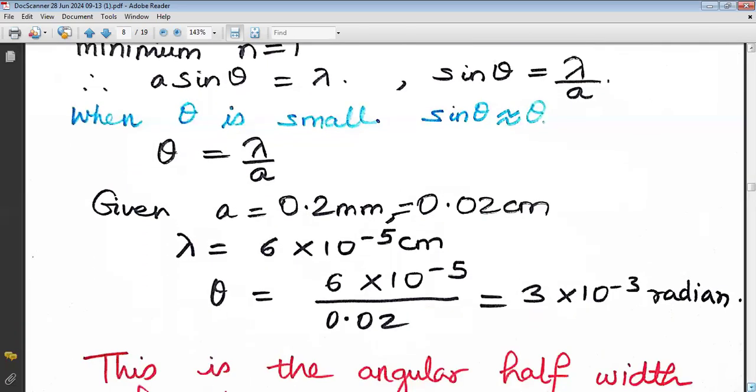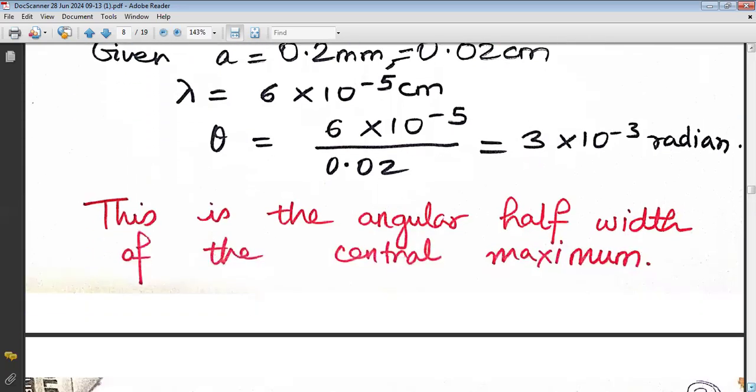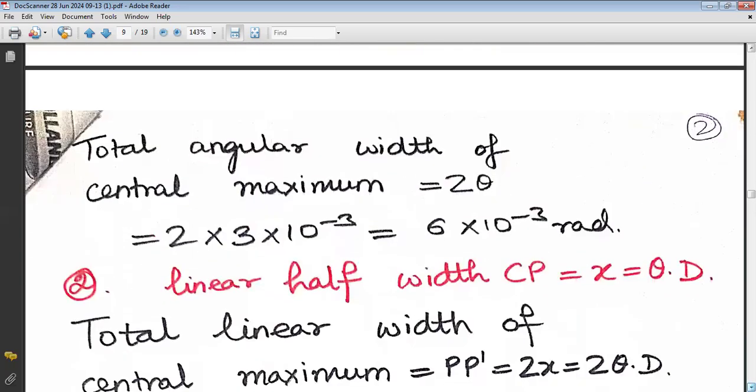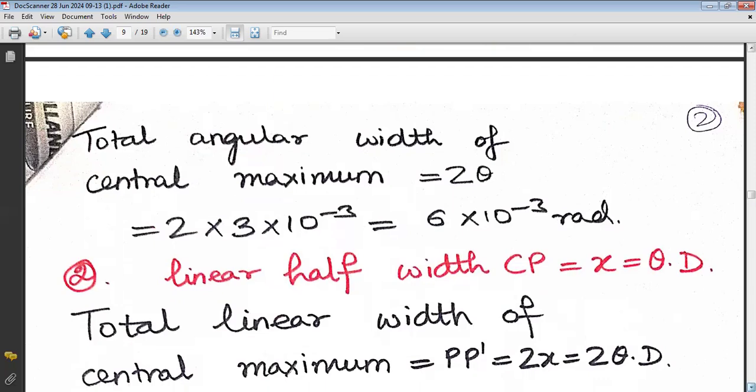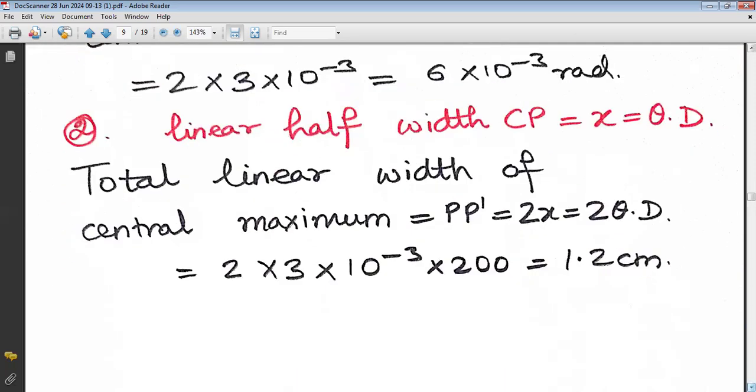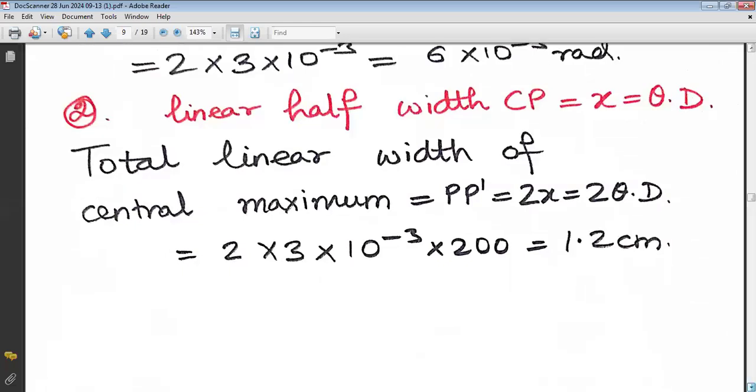You get the answer. This is the angular half width of the central maximum. Total angular width of the central maximum is 2 theta because it is formed on either side. Linear half width x is equal to theta d, as we have explained in the previous numerical. So it becomes 2 into theta d and you get the value.